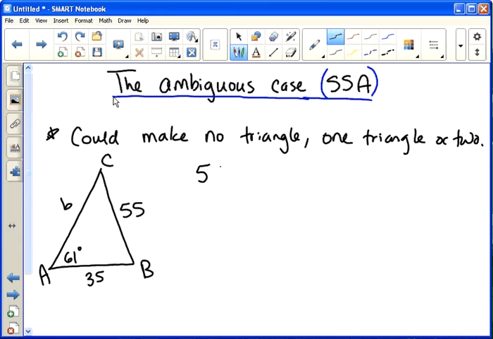Over sine 61 degrees equals side B, which we don't have any information on, over angle B, which we also don't have any information on. And then side C is 35. And then we don't know the angle C.